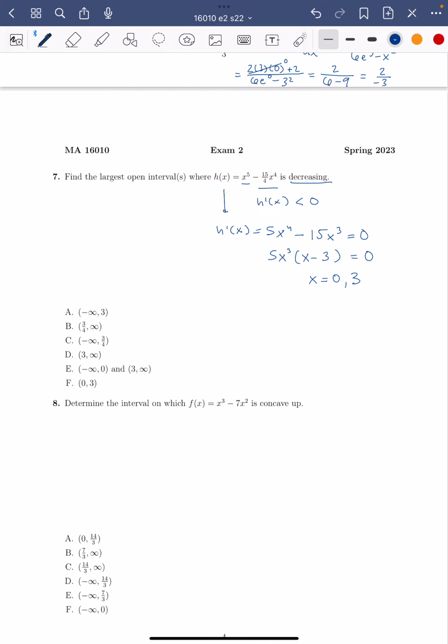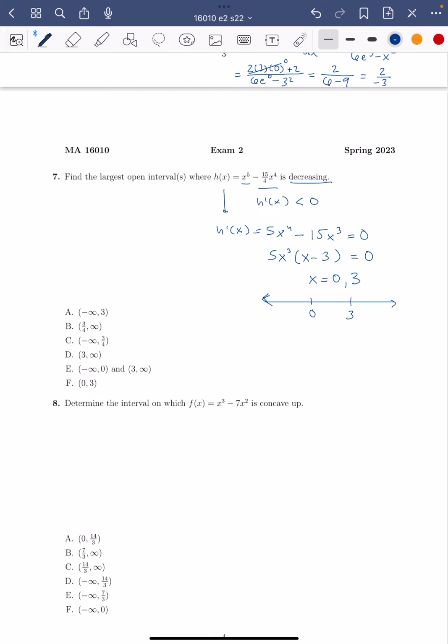Now, what I like to do for these questions is draw a number line. I find it makes it a little bit easier to see what I'm doing. So let's go ahead and do that. Draw a number line. We're going to put our critical points on there, 0 and 3. Now, it's as simple as picking numbers in between each of these points to find where it's increasing and decreasing.